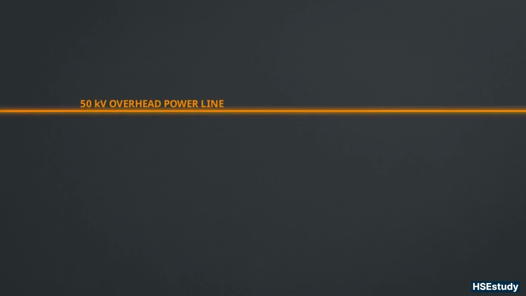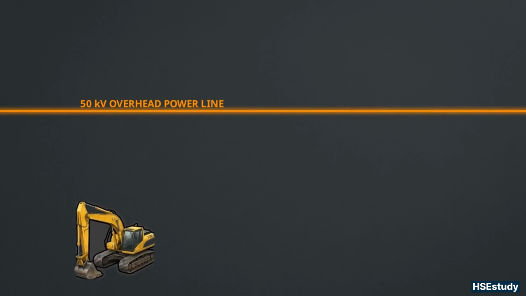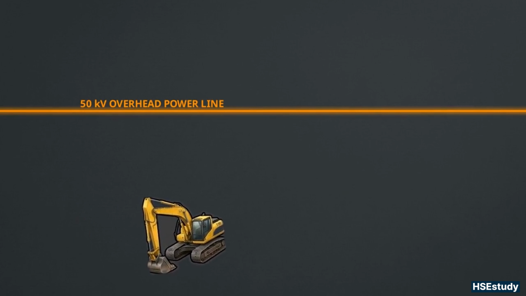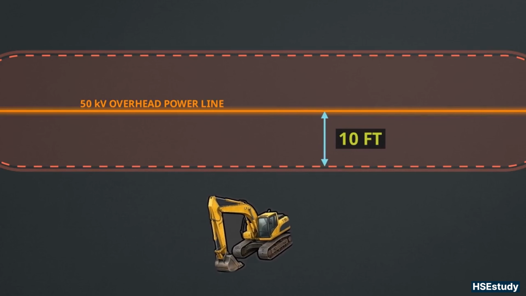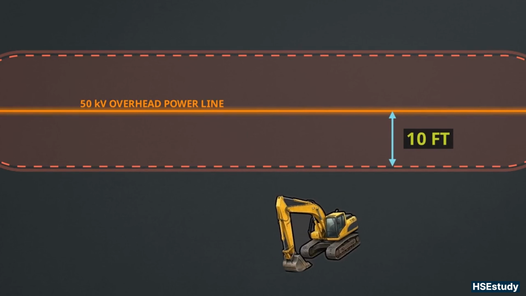Looking upward, electrocution hazards under Subpart K rely on strict spatial awareness. This animation demonstrates the minimum clearance rule. Equipment like this excavator must maintain a strict 10-foot radius from energized overhead power lines.